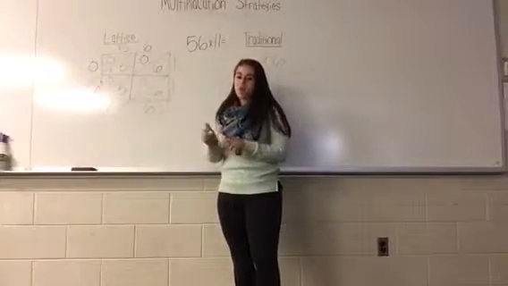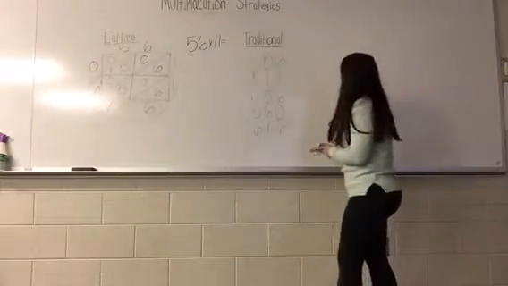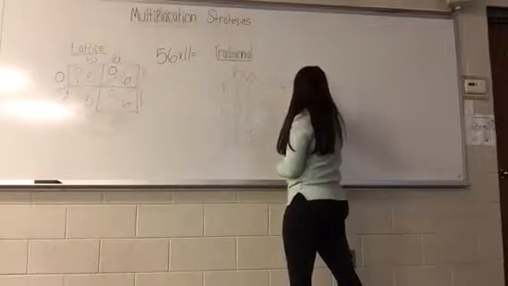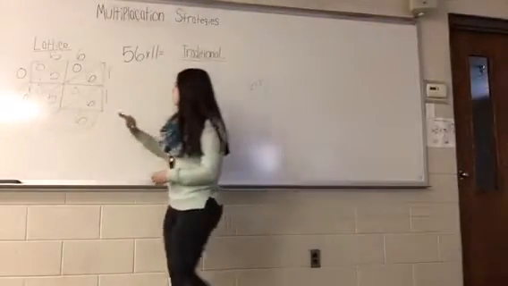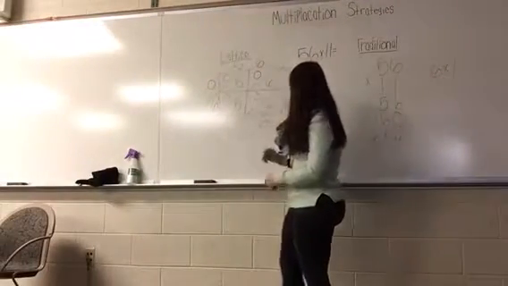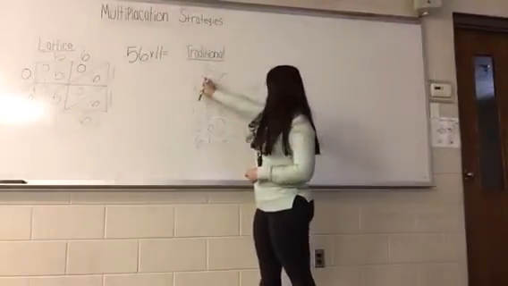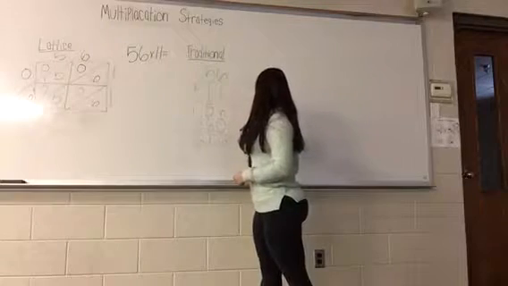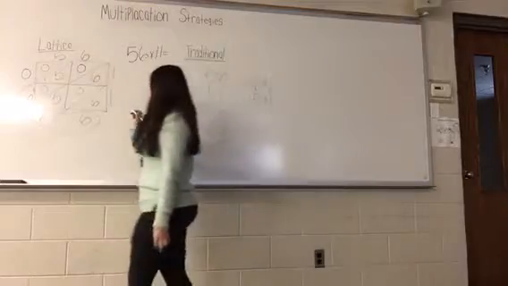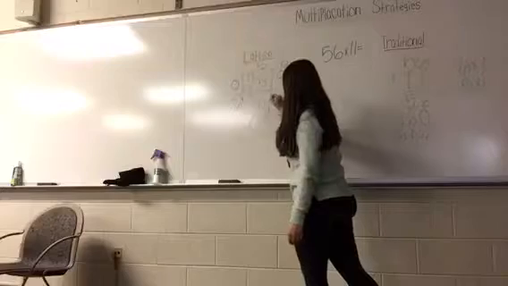So now I'm going to explain to you why this method works. In my traditional method, my first step was to multiply 6 times 1. You can see that represented in the lattice method right here. I had 1 times 6. Next, in my traditional method, I multiplied 5 times 1. That is represented in my lattice method as 1 times 5, which is this box here.